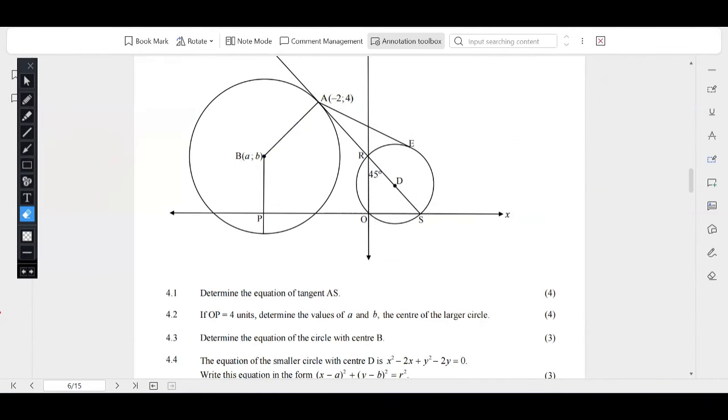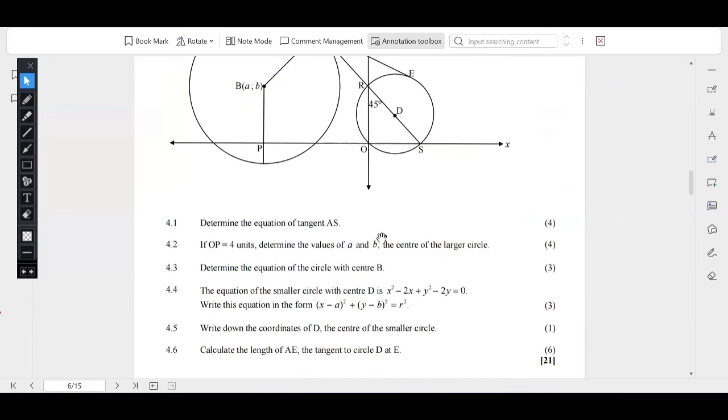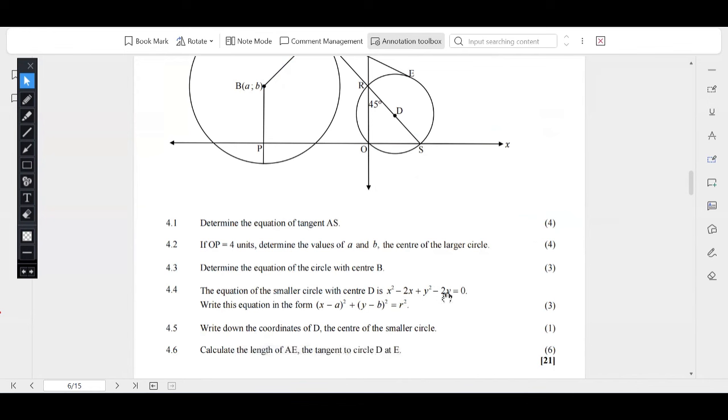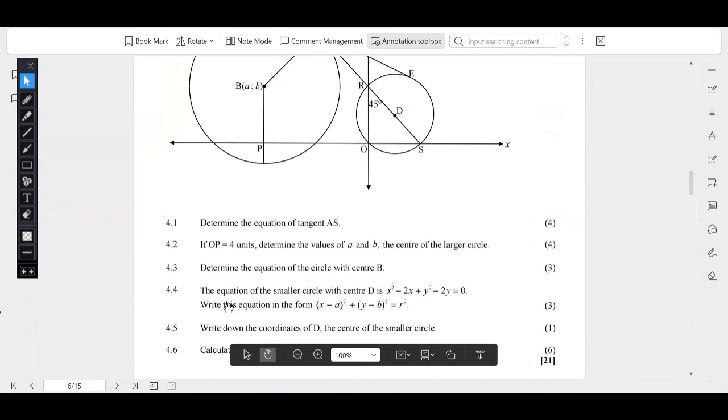4.4. It says the equation of the smaller circle with center D is x squared minus 2x plus y squared minus 2y equals 0. Write this equation in the form (x minus a) squared plus (y minus b) squared equals r squared. Now, this is easy peasy, guys.